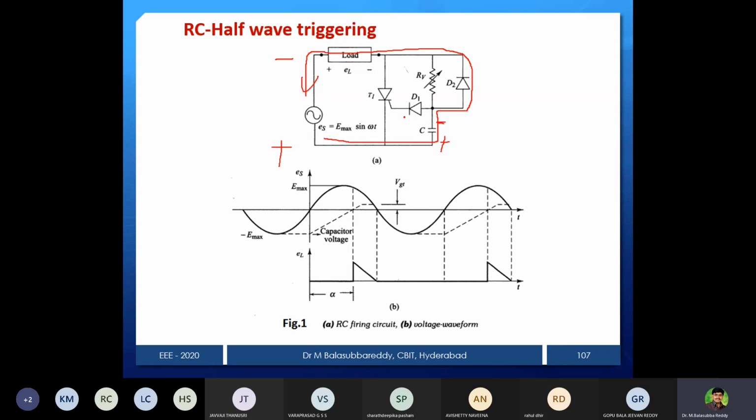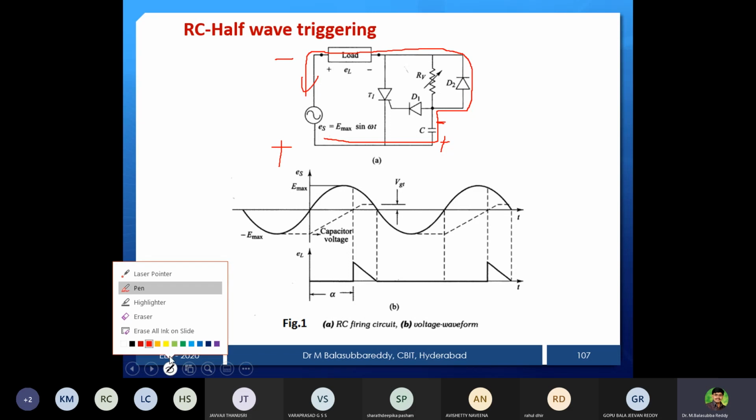Our intention is that whenever I want to turn on the SCR, at that instant only it has to turn on. For that reason, during the negative half cycle, we need to charge the capacitor, with the upper plate negative and the lower plate positive. Once that happens, it reaches the same value as the source voltage. After that, during the positive half cycle, what will happen?